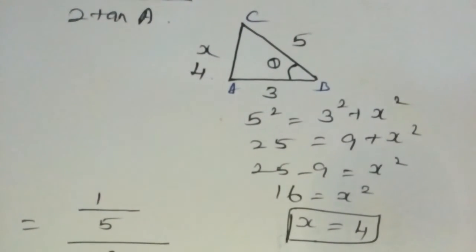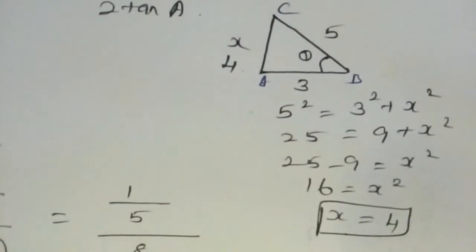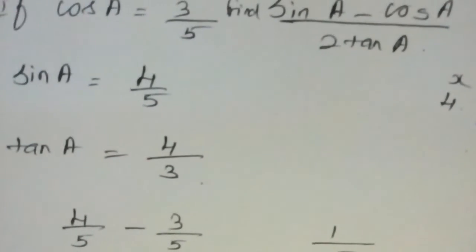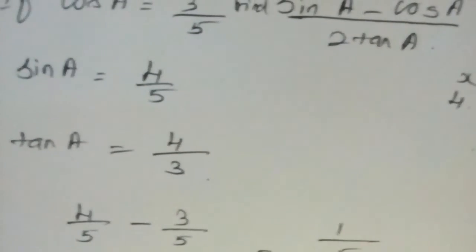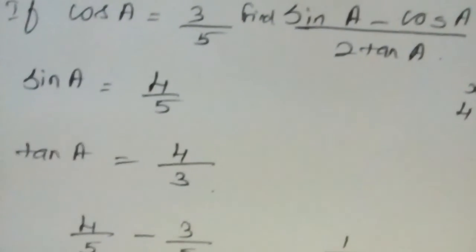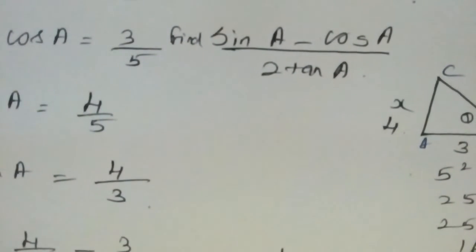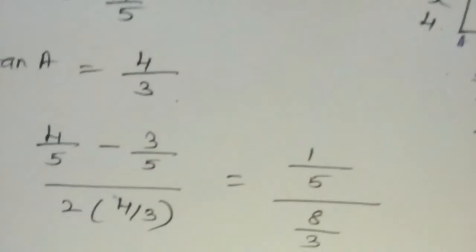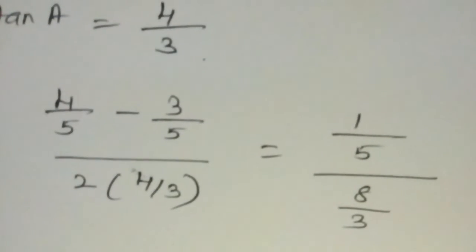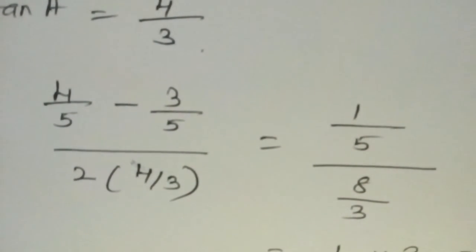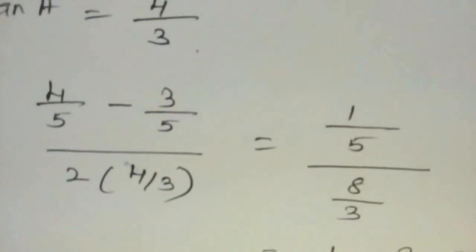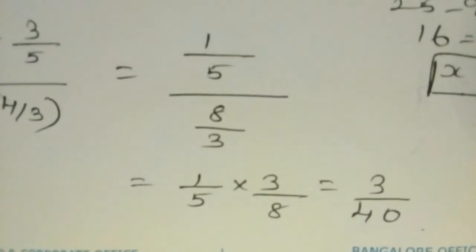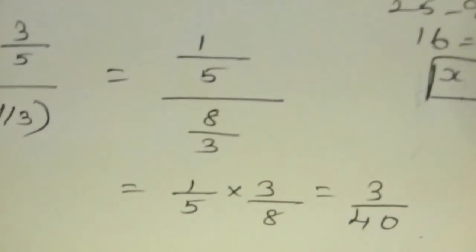So now we got till this, right? With the help of this I can get the other values, because I had only the value of cos A. Now I am able to write sin A and tan A. After getting the values of sin A and tan A, I am going to substitute in this place. So sin A minus cos A by 2 tan A, that's what I have substituted here. Is it clear? So 4 by 5 minus 3 by 5 is 1 by 5, and here it is 8 by 3. Then taking the reciprocal and solving, we will get the value 3 by 40, which is the exact answer for this question.